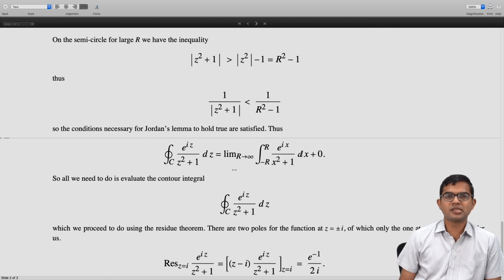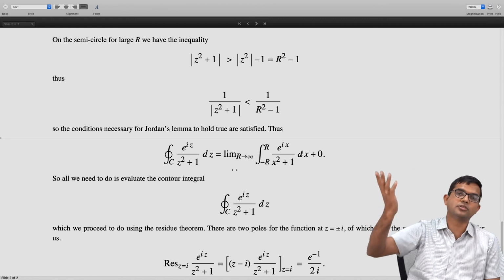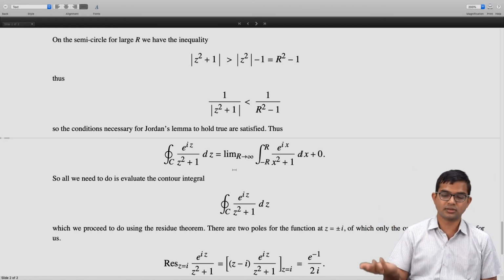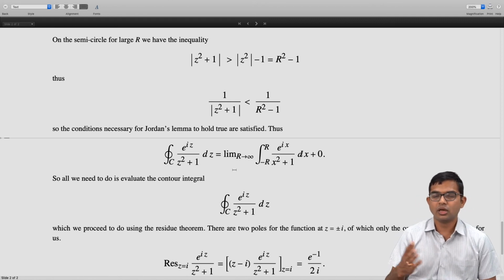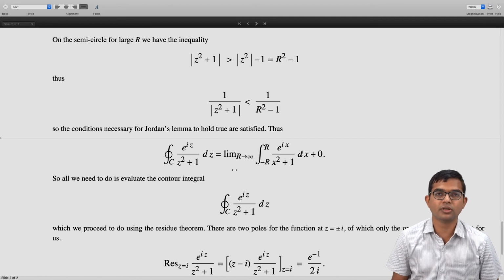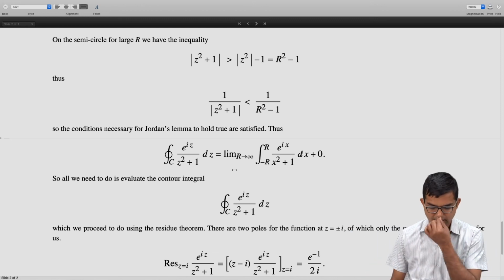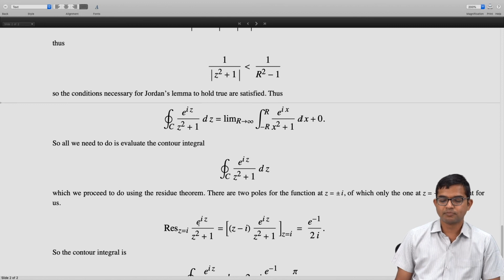So by the way, this same kind of calculation could have been done by completing the loop in the other direction as well. There are certain problems where it's more useful to go in the other direction. As far as this problem is concerned, it doesn't matter which direction you go. Jordan's lemma would hold even in the other direction as well, provided you can argue for some conditions which are very similar, but with the direction being different.